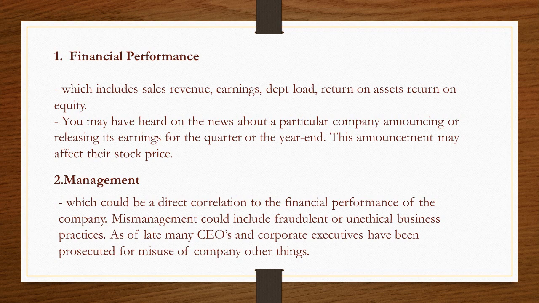And then we have number two, management. Management could be a direct correlation to the financial performance of the company. Mismanagement could include fraudulent and unethical business practices. As of late, many CEOs, the corporate executives, have been prosecuted for misusing the company, among other things.